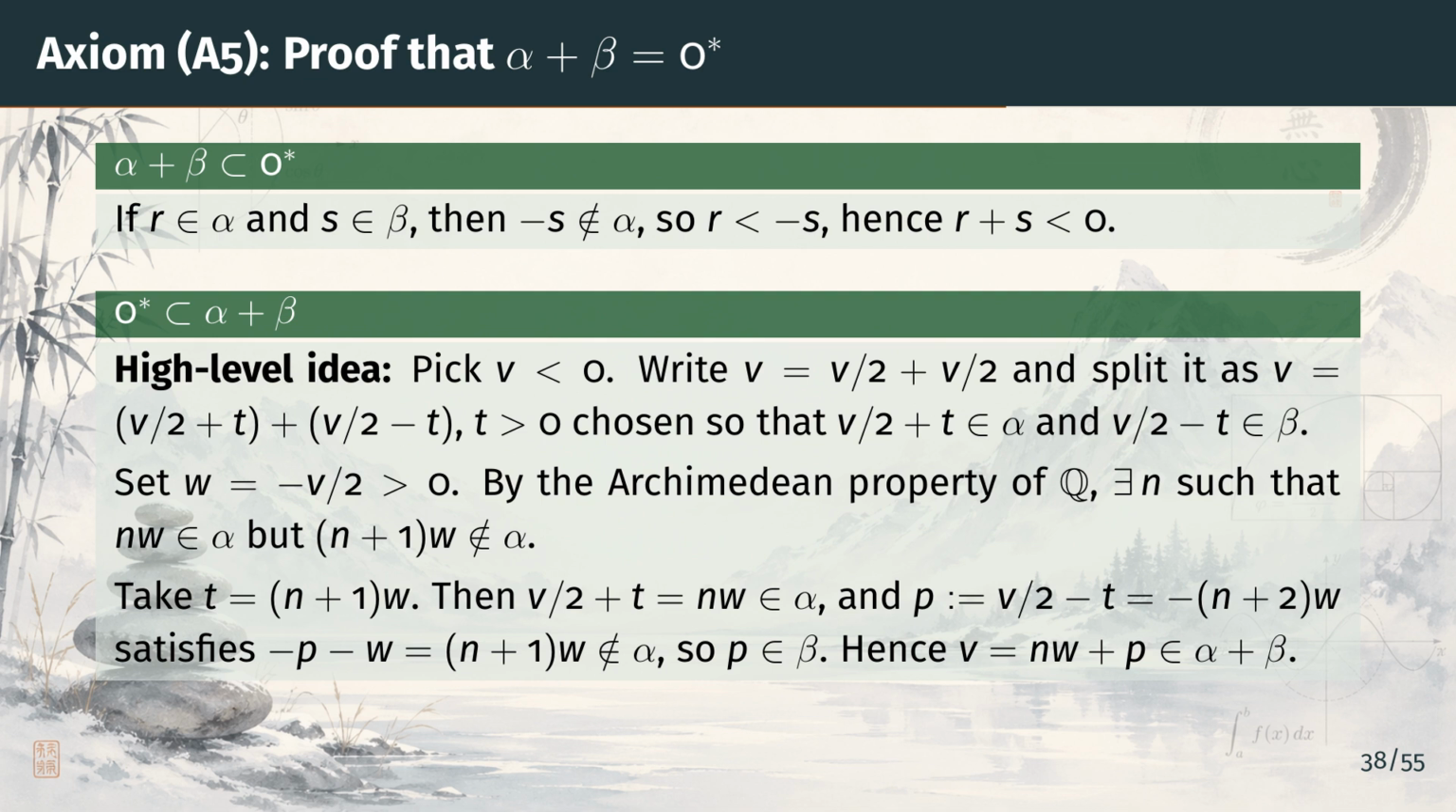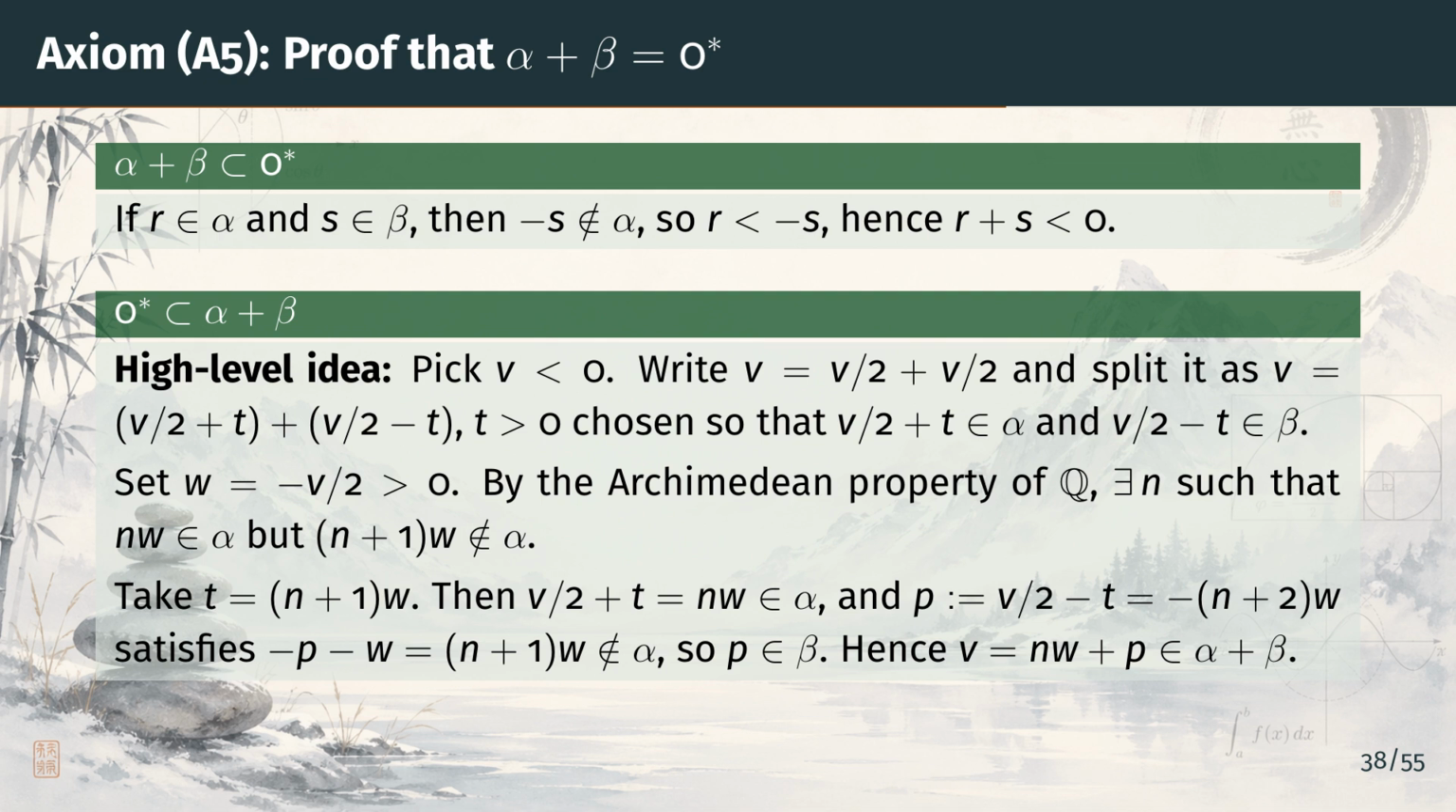Set W to be minus V over 2, which is positive. The Archimedean property gives an integer n such that n times W is in alpha, but (n plus 1) times W is not. This n marks the boundary of alpha on the lattice of multiples of W. Now take T equal to (n plus 1) times W.